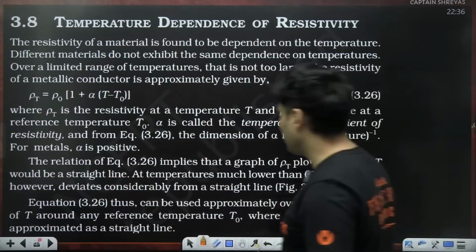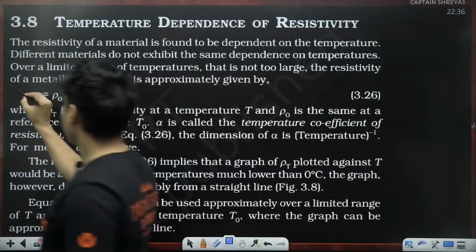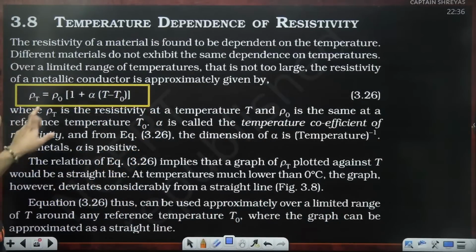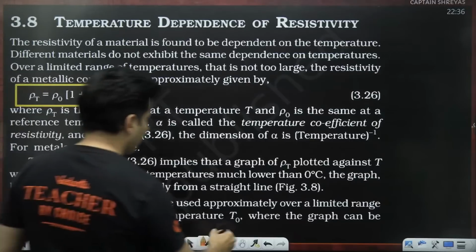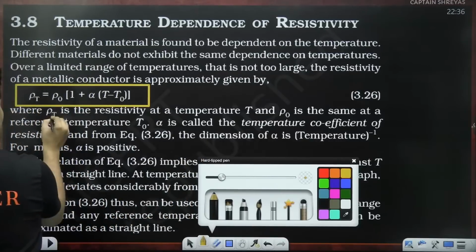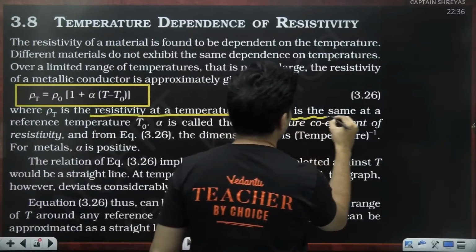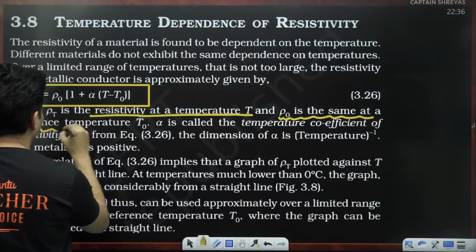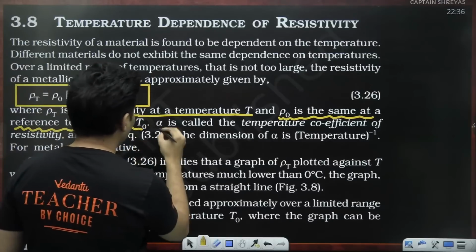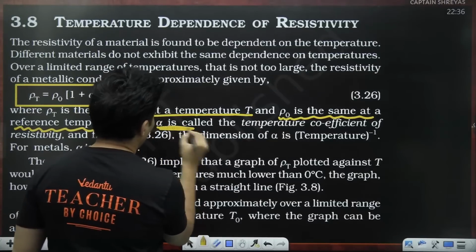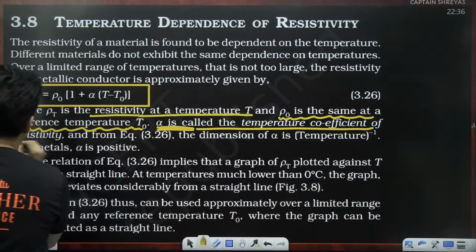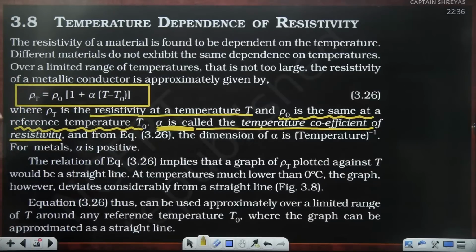How does it change for a conductor? That formula is given right over here. The resistivity is rho naught (1 plus alpha delta T), where rho T is the resistivity at some temperature, rho naught is the resistivity at some reference temperature, let's say T naught, and alpha is called the temperature coefficient of resistivity. This implies that when you plot the graph, it would be a straight line, and at temperatures much lower than 0 degrees, the graph however deviates. Thus this can be used as an approximation over a limited range.